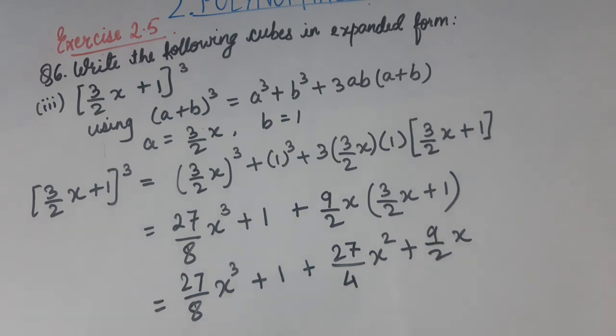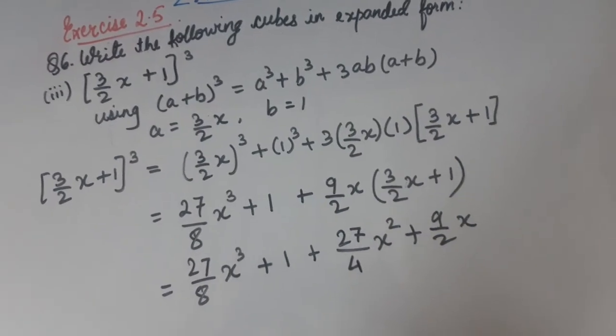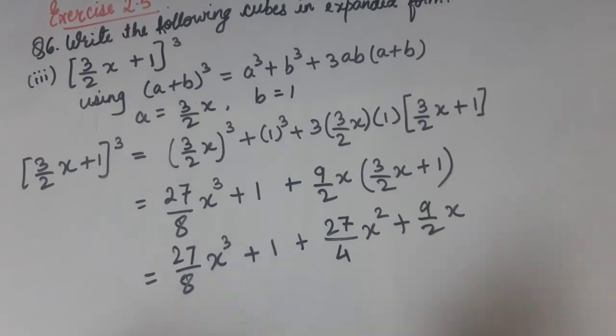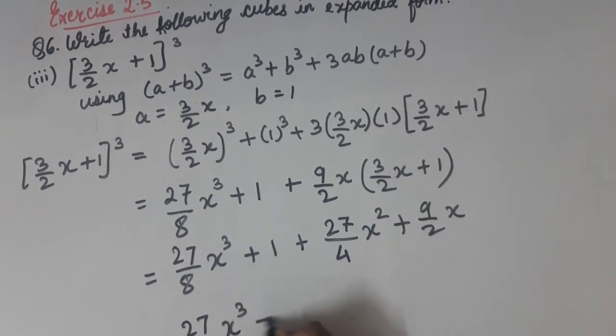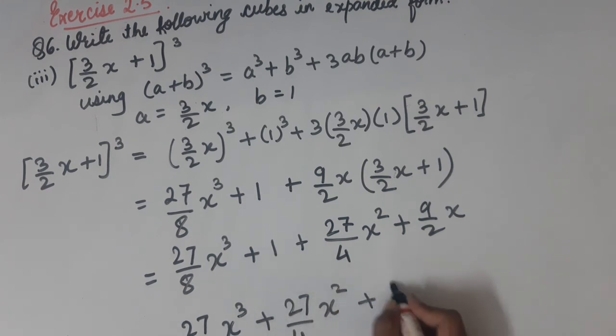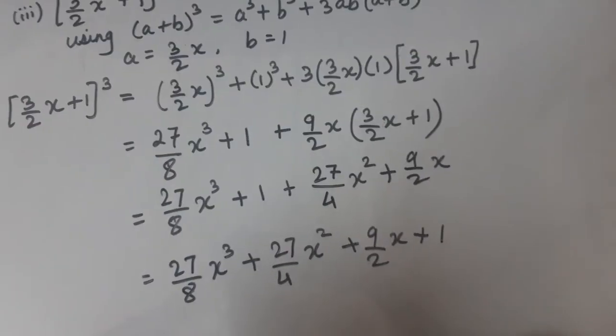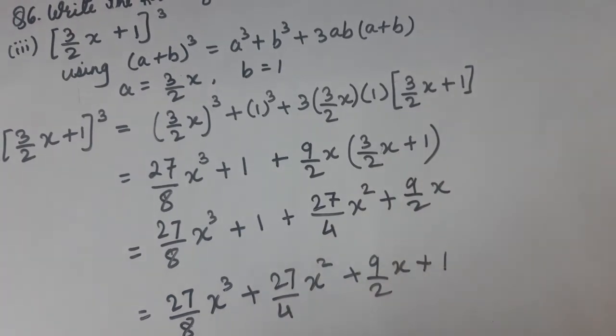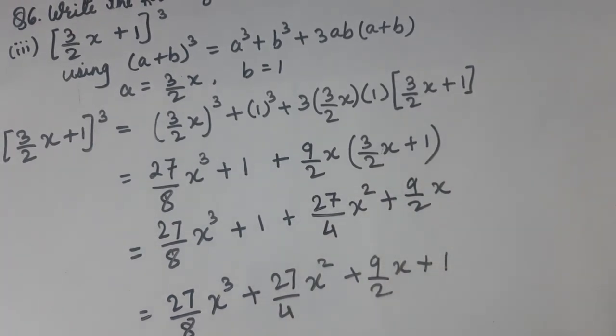Now arrange this in ascending or descending order of the power. You will write it as 27/8 x cube plus 27/4 x square plus 9/2 x plus 1. So this should be your final answer, the expansion of the cube. Now let us see the fourth one.